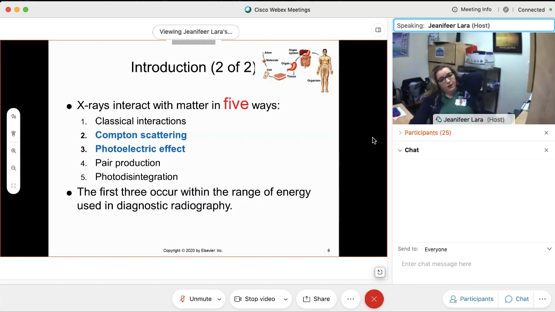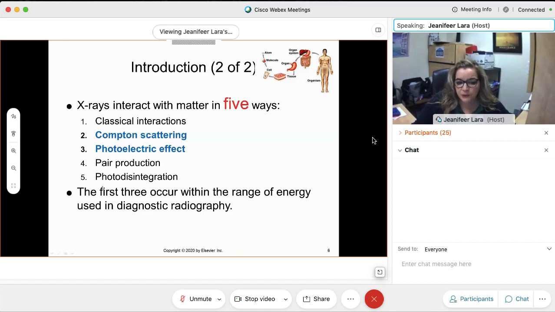Yes, Miss Laura. Of those interactions of X-ray, there are five of them that can happen, okay? However, only two of them are in our diagnostic range. One falls at the lower end of our diagnostic range, which is classical interactions. Compton scattering and photoelectric fall within our diagnostic range. Pair production and photodisintegration fall beyond 150 keV. They actually fall within the million electron volts, not a thousand kilo, but million. So that's definitely outside of our diagnostic range, okay?